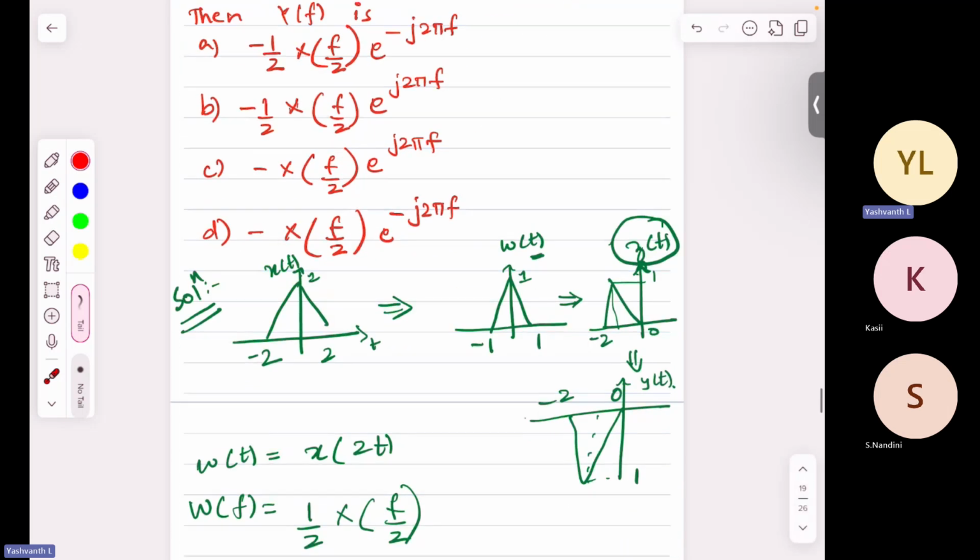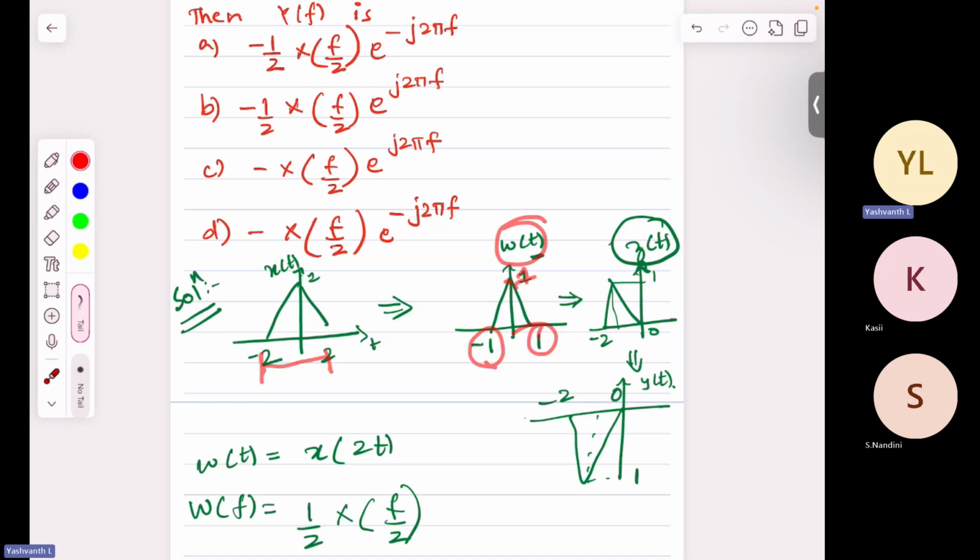So you see what I'm going to do. This is the given x of t. That is, it takes values from -2 to +2, and the peak is at 1. First operation: you compress this triangle to only range between -1 and +1, but with the same peak of 1.